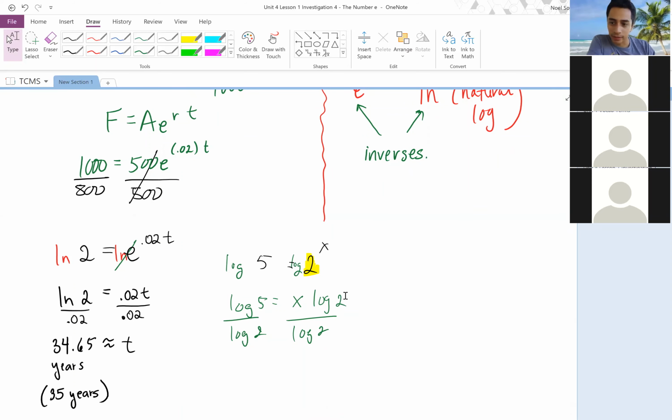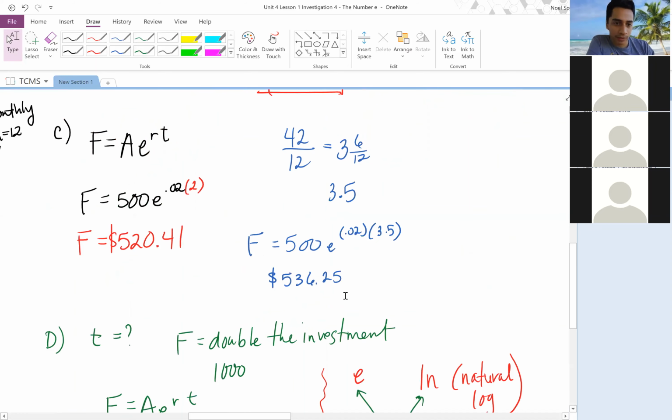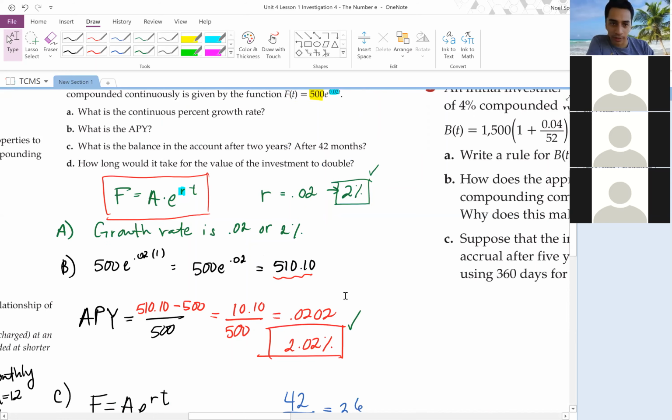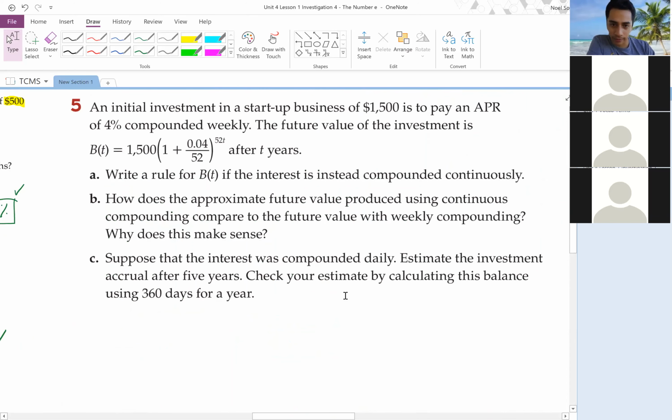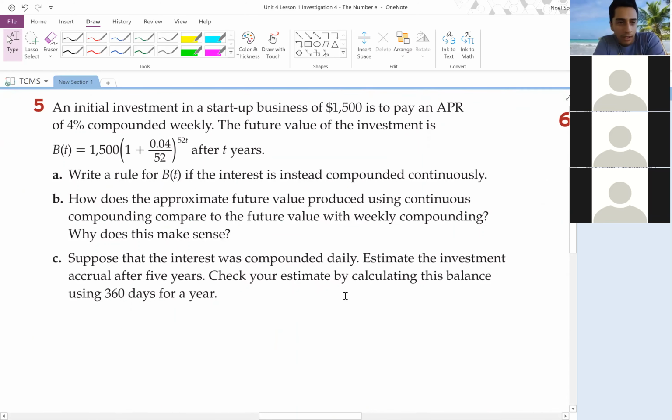All right, so let's take a look at number 5 now. So this is all for number 4. Number 5, we get to do a little bit more work here. An initial investment in a startup business of $1,500 is to pay an APR of 4% compounded weekly. Notice how they've gone back, that they're not compounding continuously. They're letting us know that they're compounding weekly. So the future value of the investment is given to us.